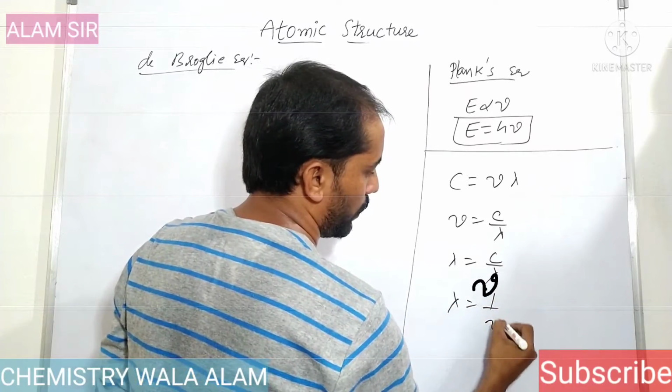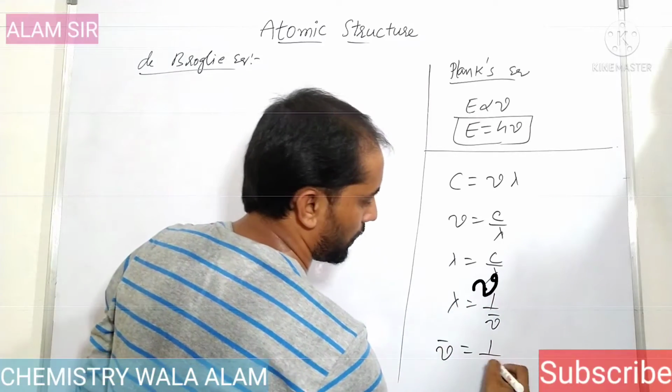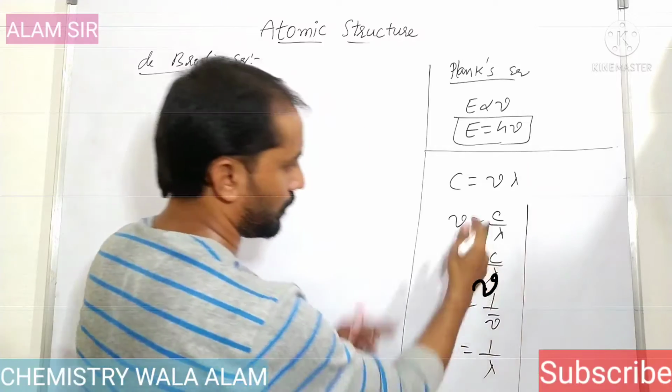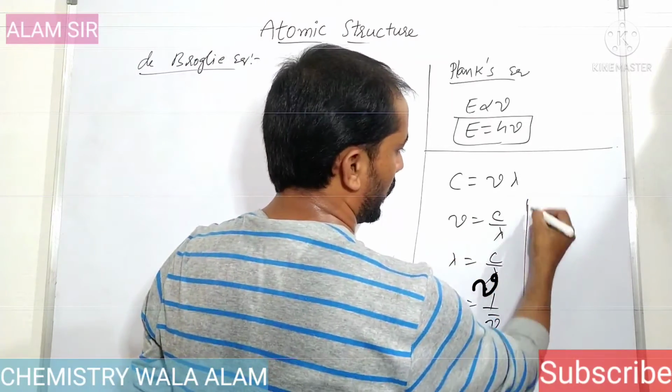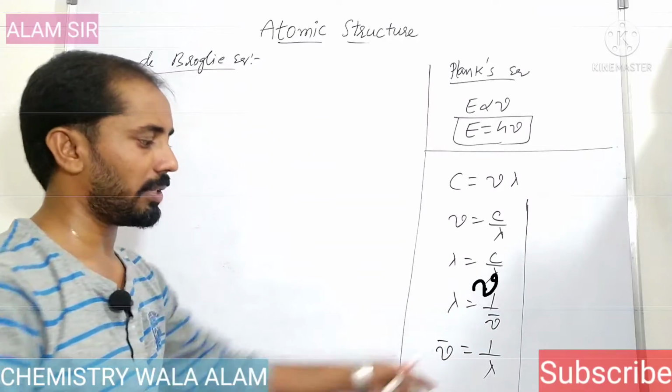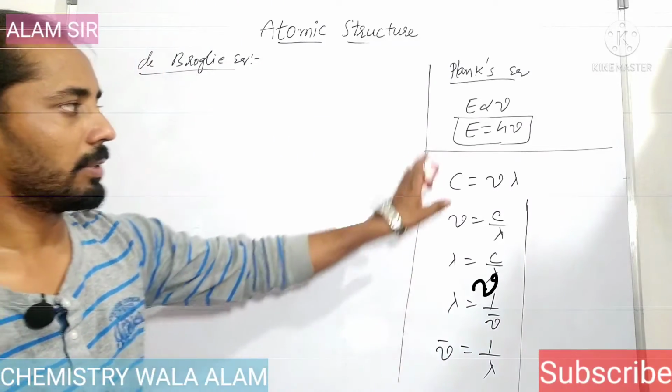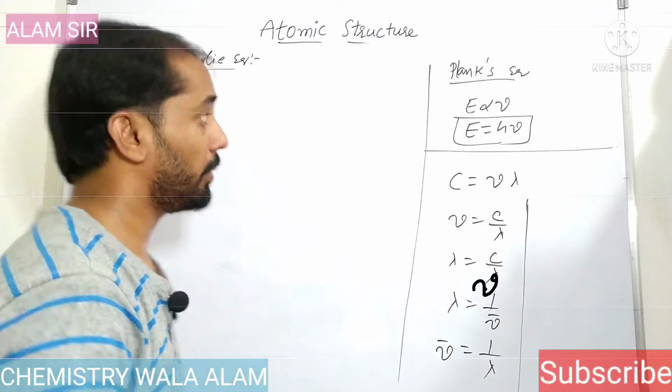Wave number nu bar is equal to 1 by lambda. So finally we can write it like this, and wave number can also be calculated. Wave number is inversely proportional to wavelength. So these are the formulas from the wave theory.